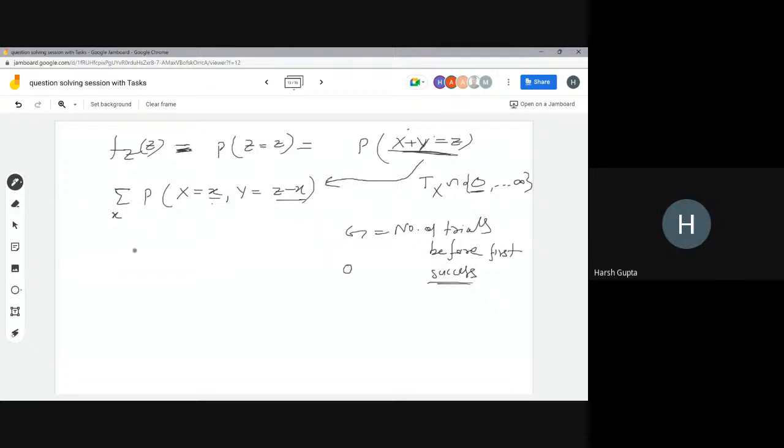It can start from one, no? Okay, so yeah, it is the total number of trials to get the first success. So the example is the number of attempts taken by me to clear the JEE.